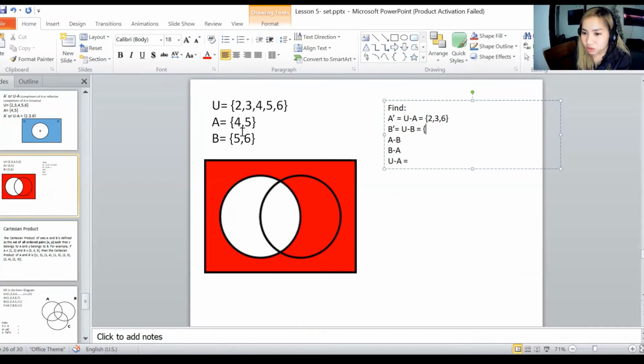Meron po bang 2 dito sa B? Wala, kaya kasama siya sa final answer. Meron po bang 3 dito sa B? Wala rin. Meron po bang 4 dito sa B? Wala rin. Meron po bang 5 sa B? Meron. Kaya di siya kasama dito. Meron po bang 6 dito sa B? Meron din. Kaya ang final answer natin, 2, 3, 4. Again, yung 2, 3, 4 is mga elements na wala sa B.